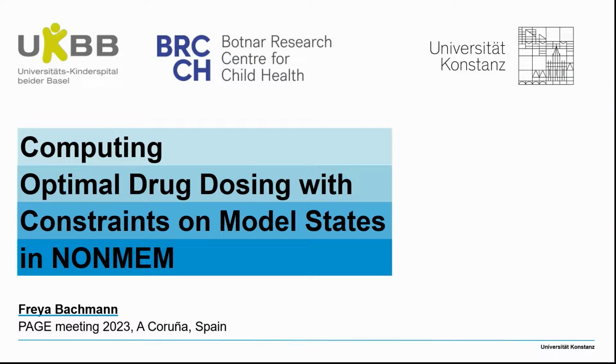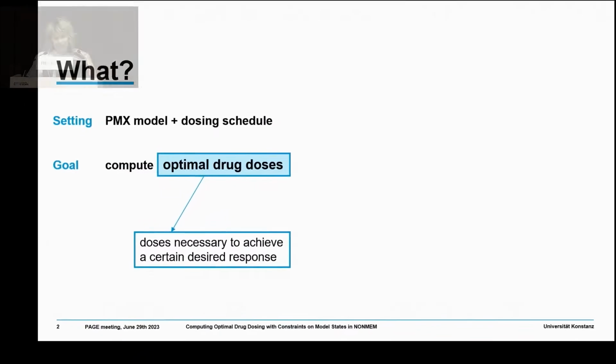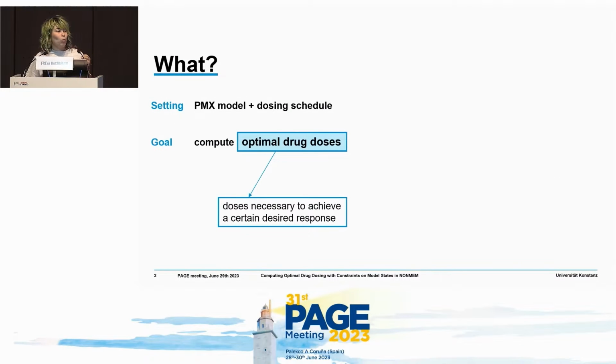Hello. So thank you, Anna, for the introduction. It's a great pleasure to be here and present this work. All right. First, what is it all about? We consider a pharmacometrics model for some disease and a dosing schedule for the drug. And our goal is to compute optimal drug doses. That means the doses which are necessary in order to achieve a certain desired response.